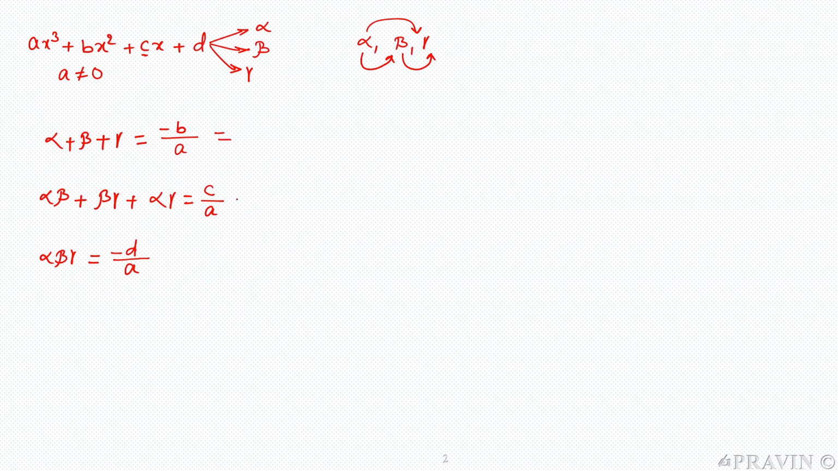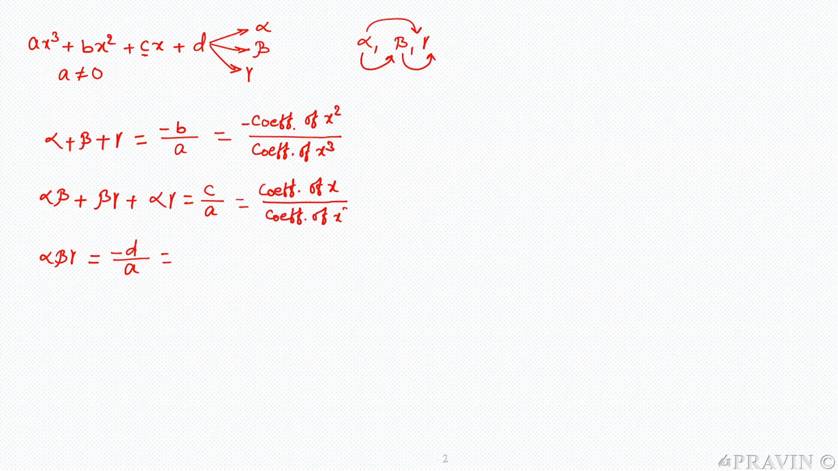I am also writing in words here for your convenience. This minus b by a is minus coefficient of x square divided by a is coefficient of x cube. This c by a is the coefficient of x divided by the coefficient of x cube, and this minus d by a is the minus constant term divided by coefficient of x cube.